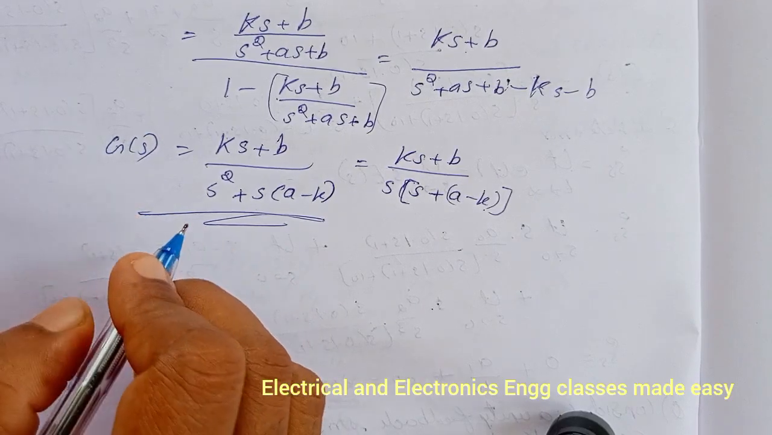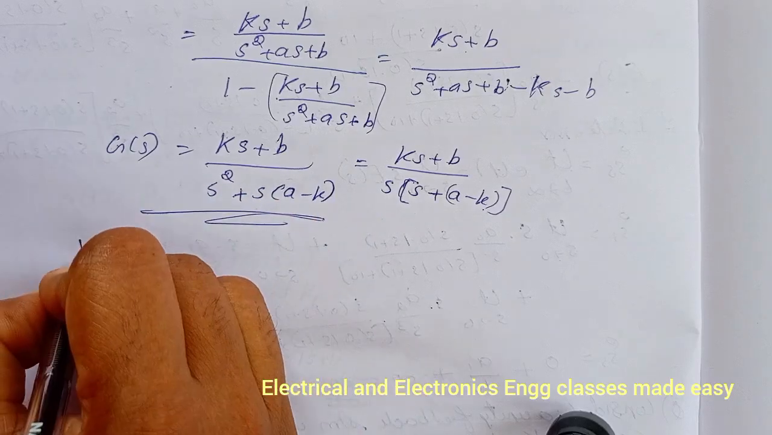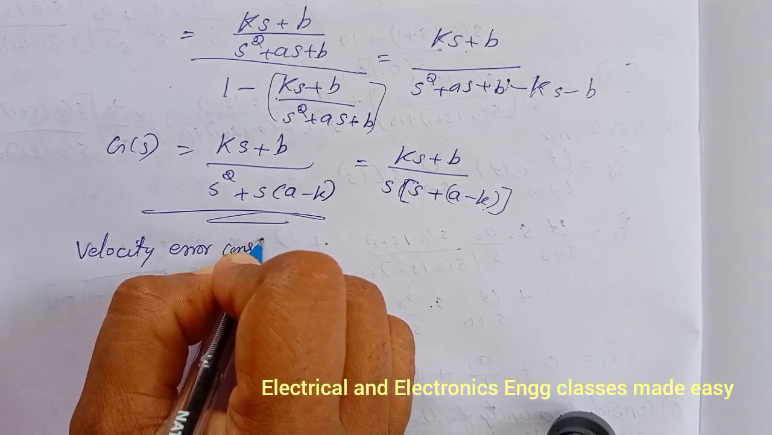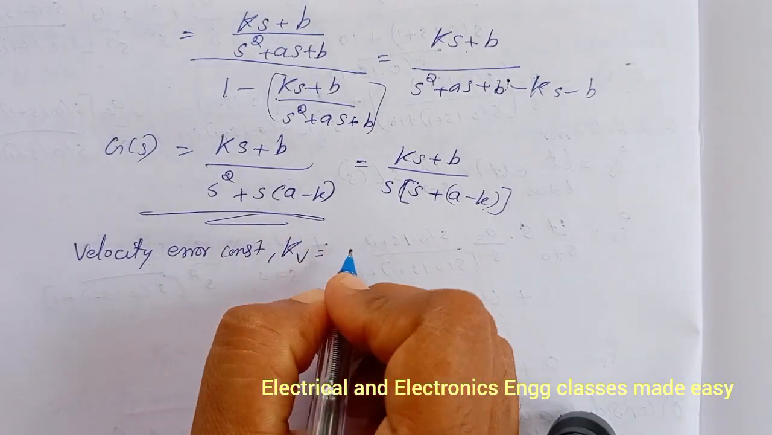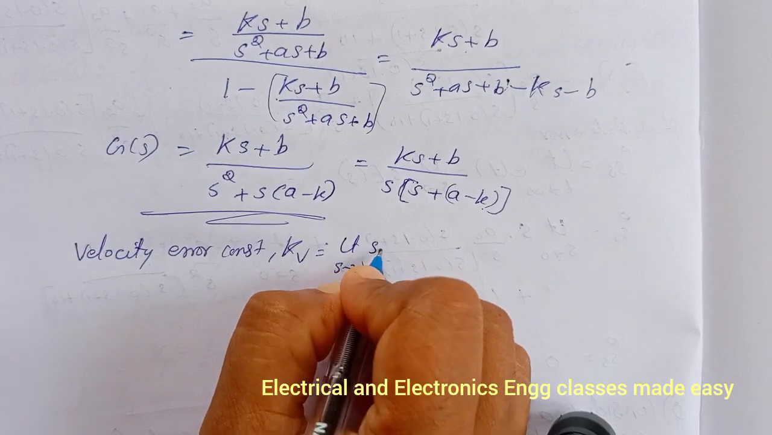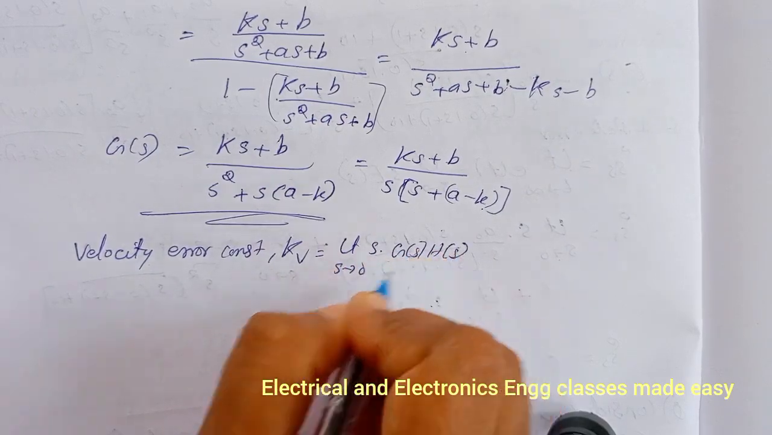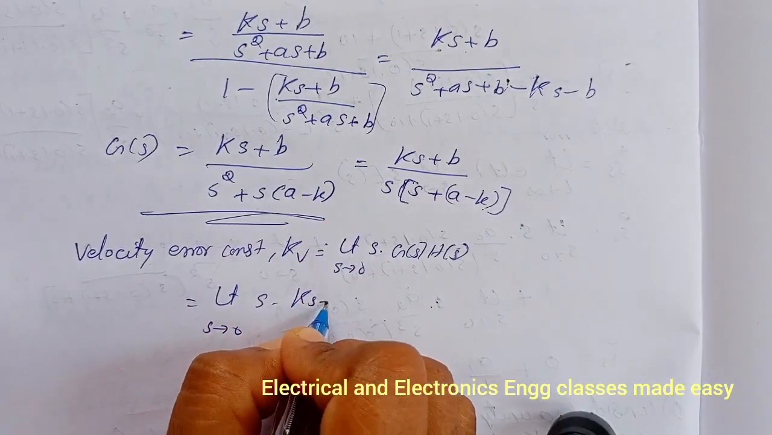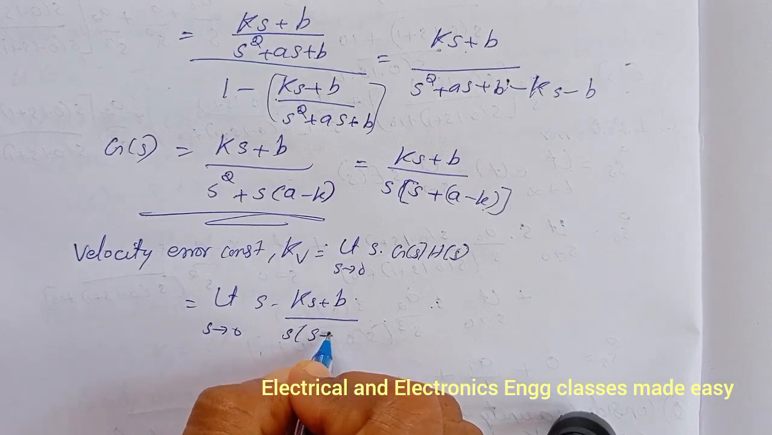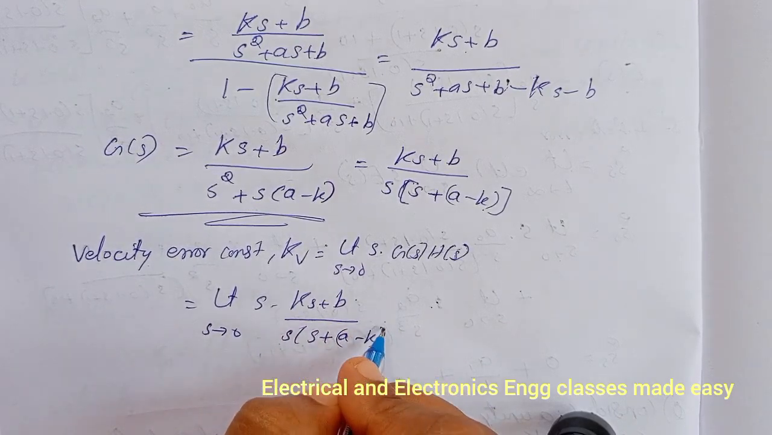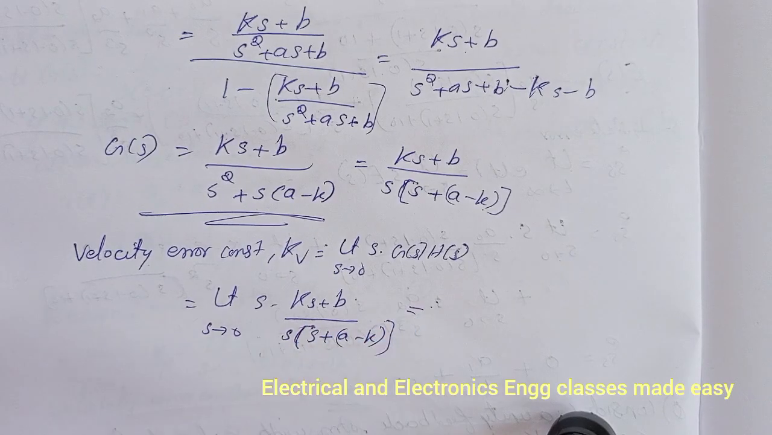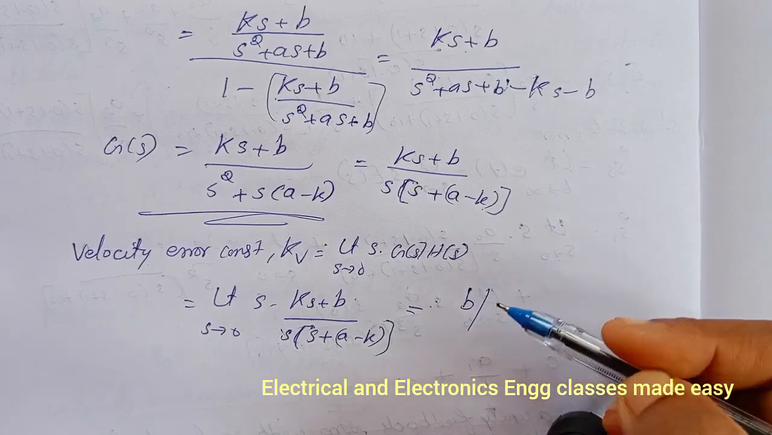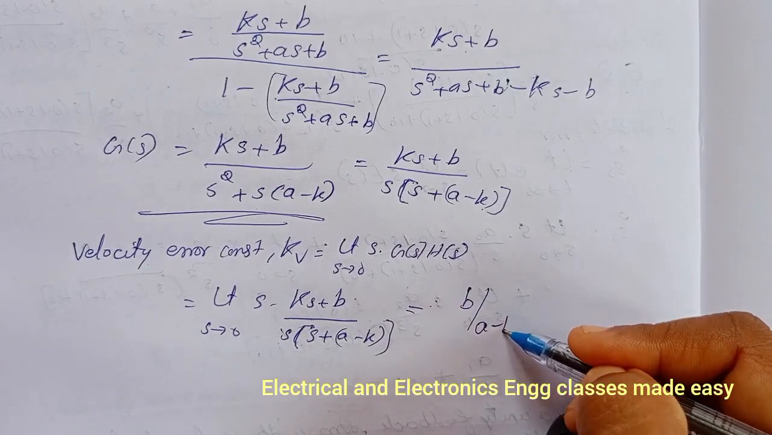So the static error constant, which is the velocity error constant Kv, is equal to limit s tends to 0 of s into G(s)H(s), and that is equal to limit s tends to 0 of s into (Ks + b) divided by s into (s + a - K). After applying this limit, the s is cancelled, so we get b divided by (a - K).